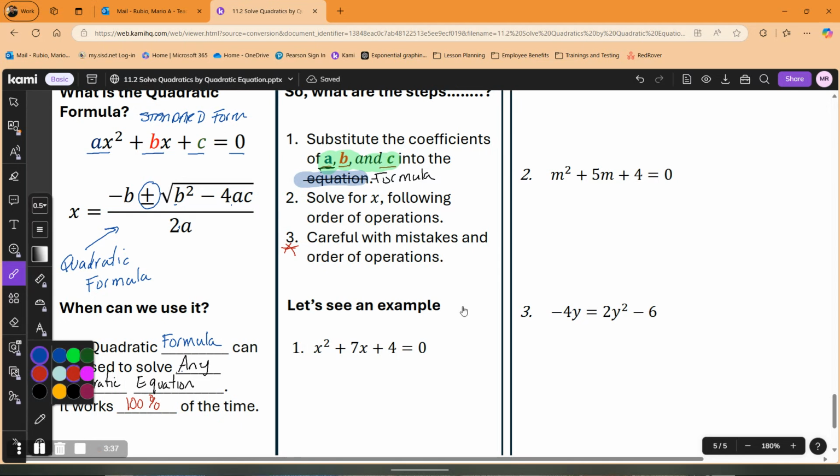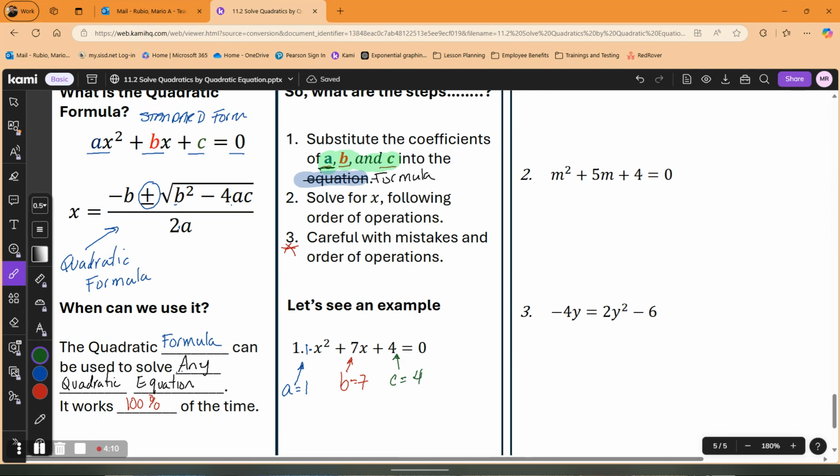Let's see an example. First of all, let's identify what our a, b, and c are. A is the coefficient of x squared. Remember, if there's no number, it's always a 1. So 1 times x squared, that's 1. A equals 1, b equals 7, and c equals 4.